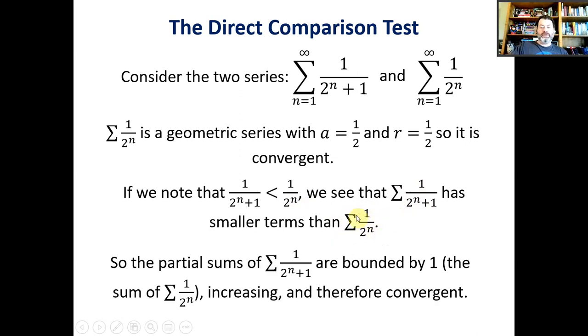Well, we already computed this sum in a previous section. And the partial sums here are bounded by 1, which is the sum of this overall. So if this whole sum is 1, then none of the partial sums can ever be bigger than 1. Even if we don't know what the partial sums are, they are bounded. They are increasing because for every n we're adding a non-zero positive amount, and therefore they converge.